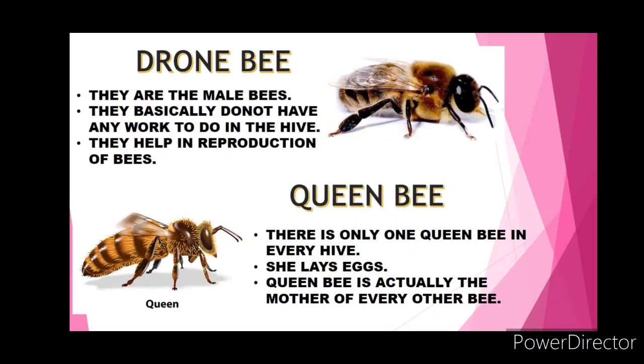So about these three types of bees, you can also write it down in your EVS activity copy: the queen bee, the drone bee, and the worker bee. Okay, so you should write it down in your EVS activity copy as it is an activity work.